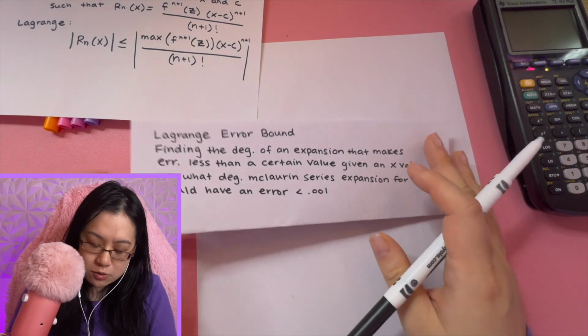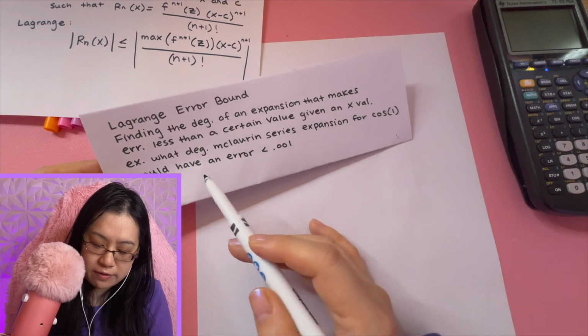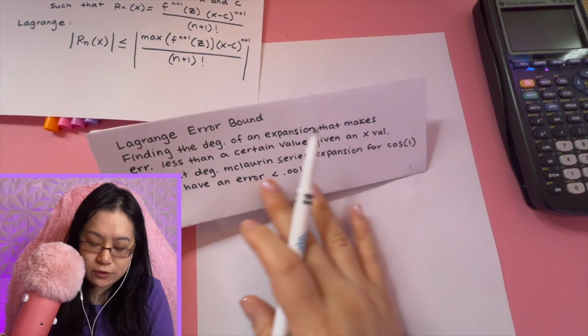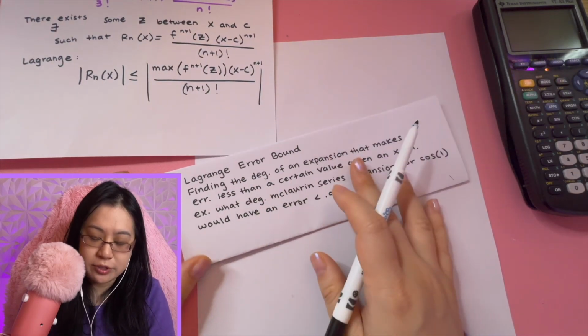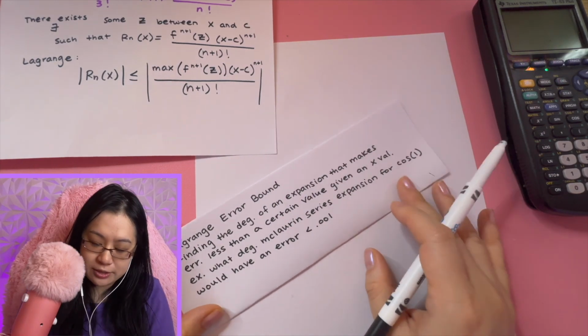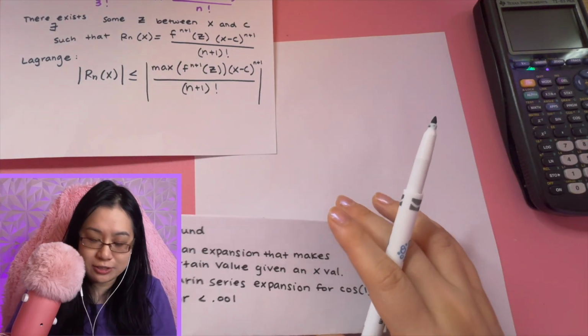Alright, so looking at this question, what degree Maclaurin series expansion for cosine 1 would have an error less than 0.001? So let's first use this formula that we just wrote out for the Lagrange error bound to answer this question, but then let's go ahead and actually expand this just to see what value we actually get and to also double check our answer.